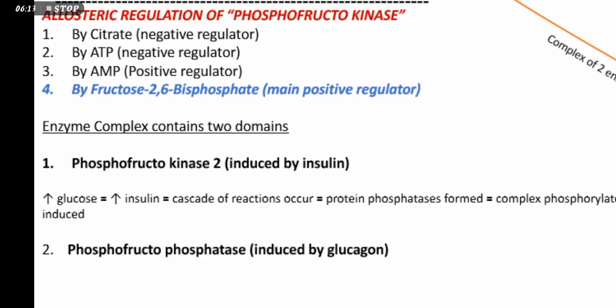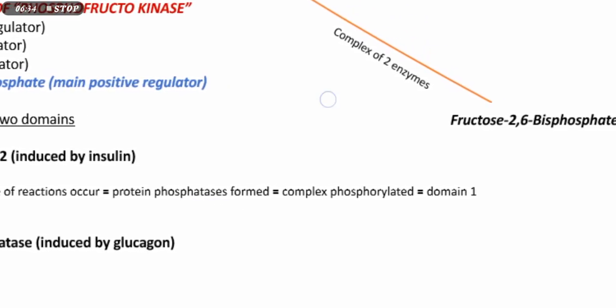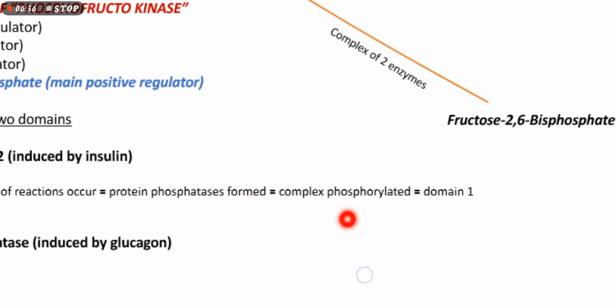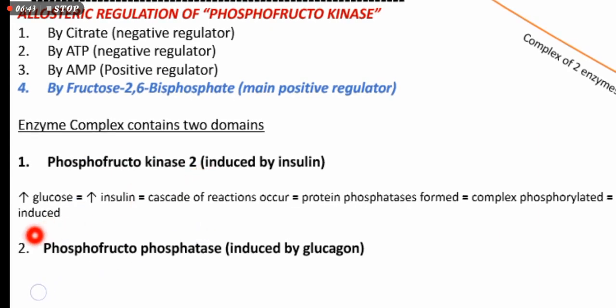Here is the explanation. When the glucose concentration in blood increases, it increases insulin secretion. Insulin binds to receptors on the cell and a cascade of reactions occurs, that is intracellular signaling occurs, and protein phosphatases are formed inside the cell. This protein phosphatase causes this complex of two enzymes to be dephosphorylated. Hence, domain 1, that is phosphofructokinase 2, is induced.